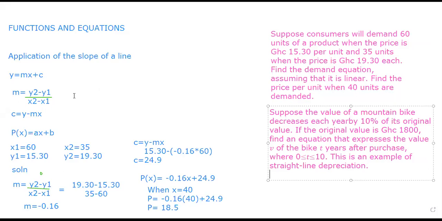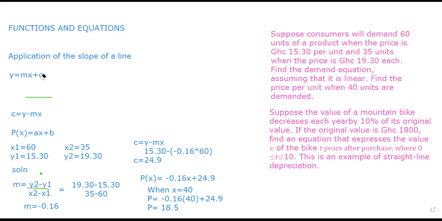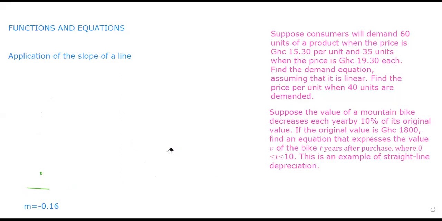So we have to find an equation that expresses the value, which is represented with V, in terms of T. Here they are telling us that the value is dependent on T. Therefore, the value is a function of T. V is a function of T. V depends on time. That is what they are trying to tell us. So like the way we have P on X, we have V on T.